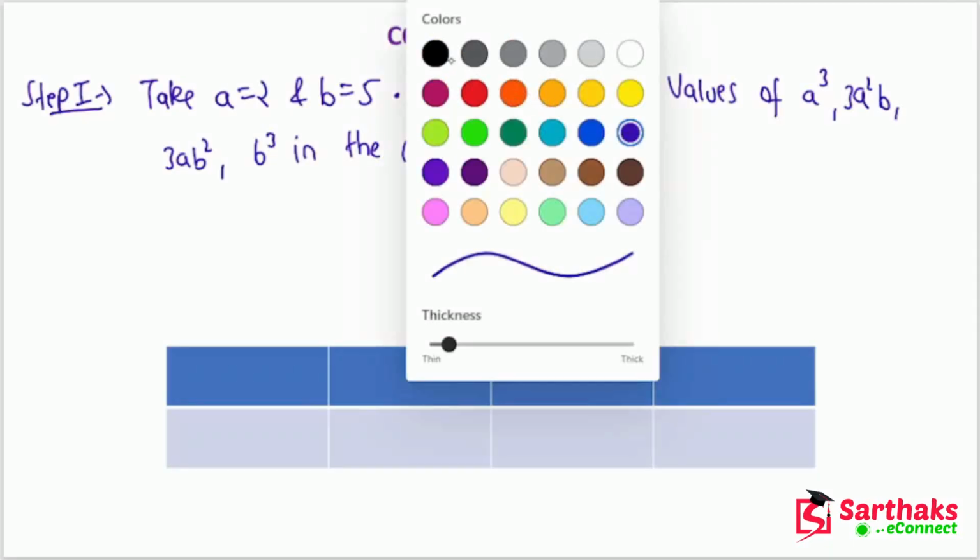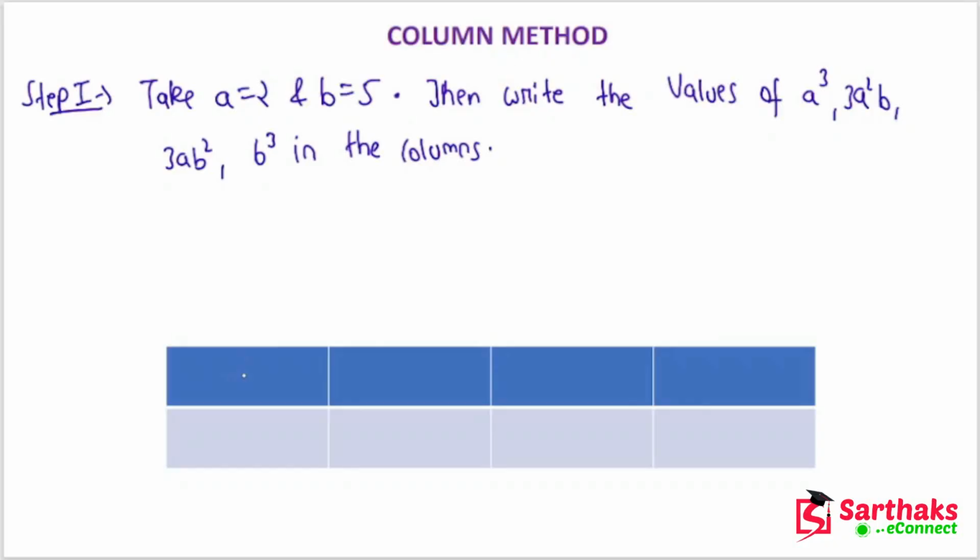So let us make the categories. The first column would represent a cube, the second column would represent 3a square b, the third column will represent 3ab square, and the fourth and final column will represent b cube. So 2 cube is equal to 8, so we can directly fill it. Now 3a square b: a square would be 4, and 4 into 5 would be 20, and 20 into 3 would be 60. Similarly 3ab square: 5 square is equal to 25, 25 into 2 would be 50, 50 into 3 would be 150, and b cube, that is 5 cube, would be 125.